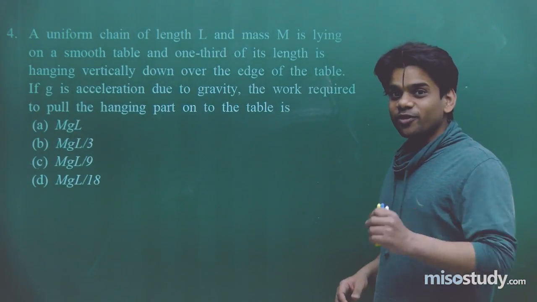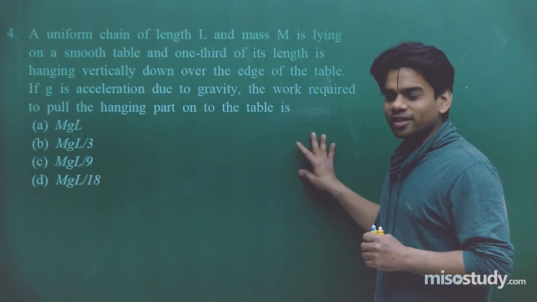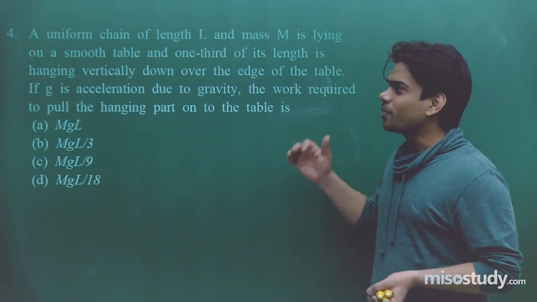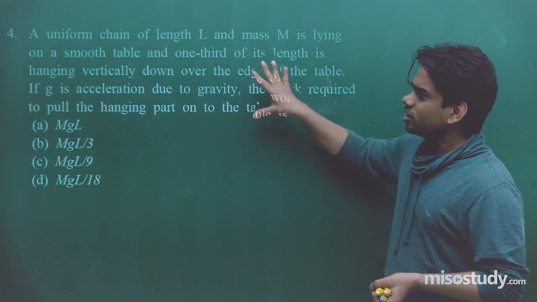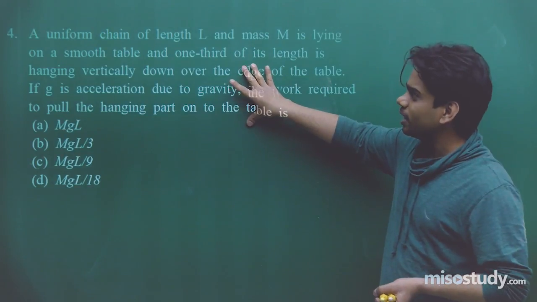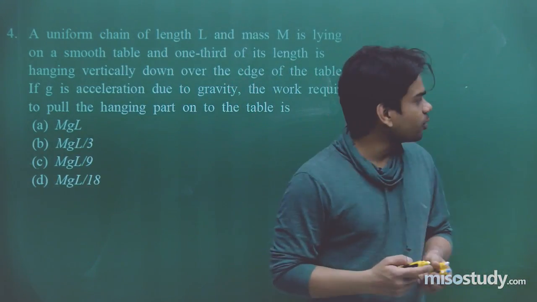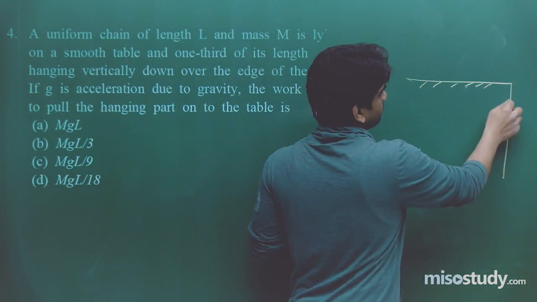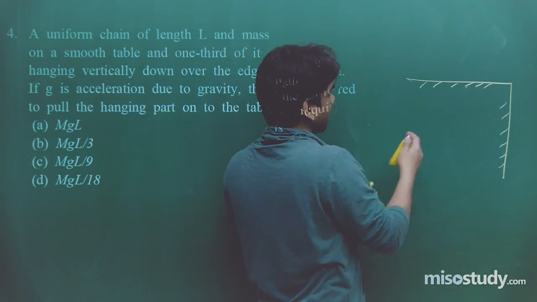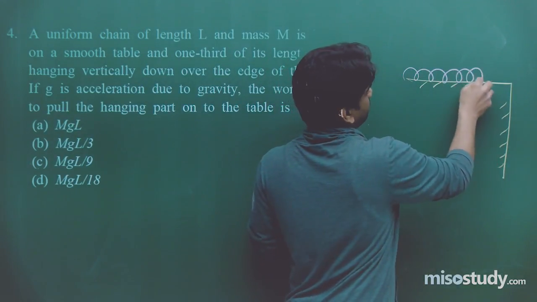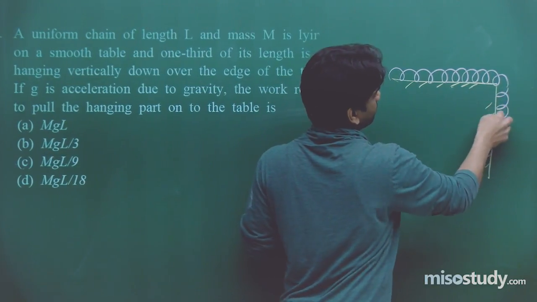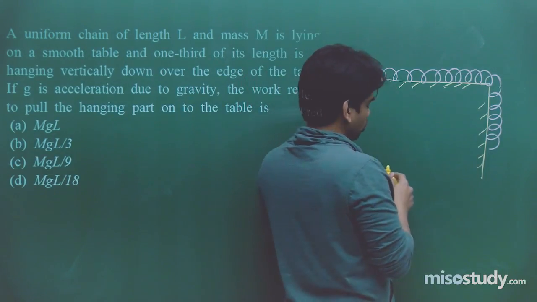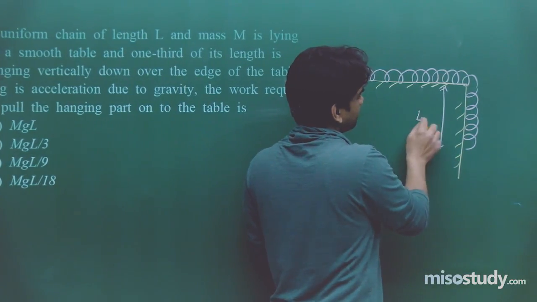I believe that you can easily frame the diagram in your mind, what this question is depicting. So I'm going to draw the diagram that we can clearly understand from the statement of the question. It says that a uniform chain of mass M rests on a smooth table. 1/3 of its length is hanging vertically down. So if this is the table, 1/3 of it is hanging. This is the chain. Now see here, this total length will be L/3.